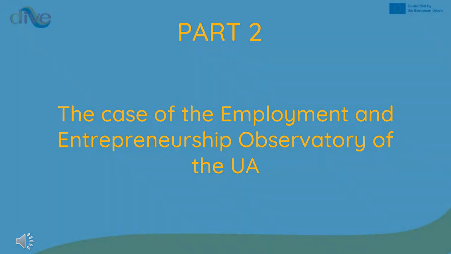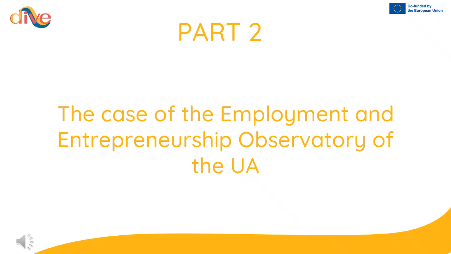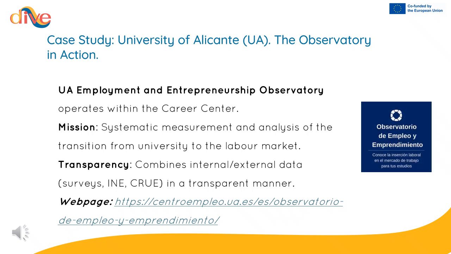Part 2. The case of the Employment and Entrepreneurship Observatory of the University of Alicante. A concrete example that effectively illustrates these principles in action is the Employment and Entrepreneurship Observatory of the University of Alicante, UA. This observatory operates as a dedicated service within the UA's Career Center. Its stated aim is the systematic measurement and analysis of the transition from university to the labor market for the university students and graduates. Its methodology combines both internal and external data sources in a transparent manner.